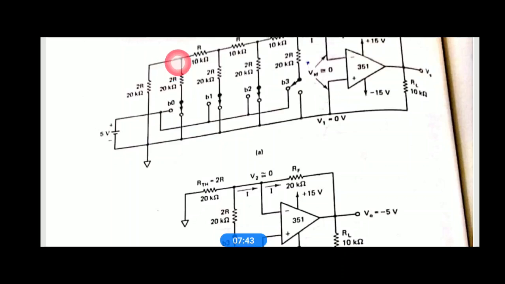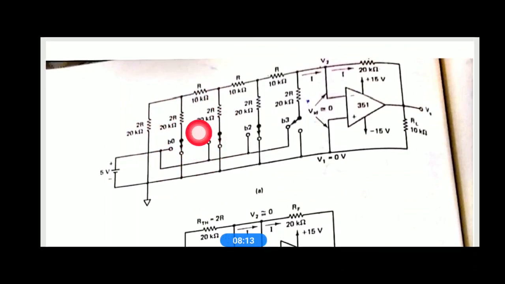This R is in series with this R, so R plus R is 2R, hence the total resistance for this whole network is 2R. This 2R is again in parallel with this 2R, because this point is connected to ground here. Then this total 2R in parallel with this 2R gives a total resistance of R. This R is again in series with this R, so R plus R will be 2R, the total resistance from here to here.